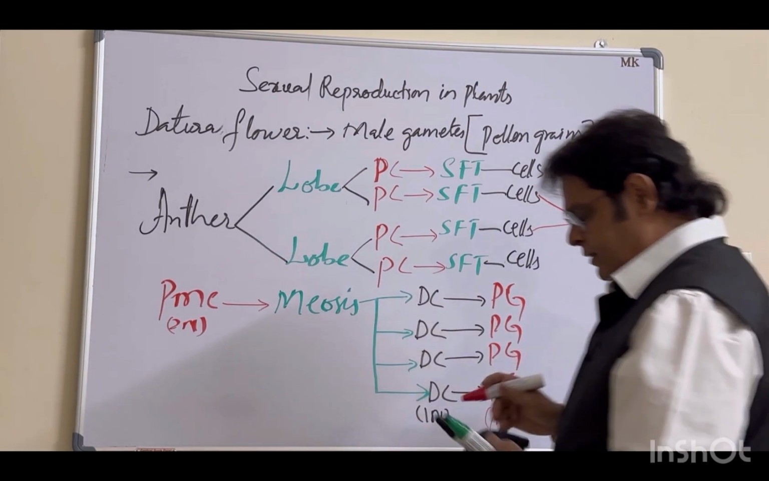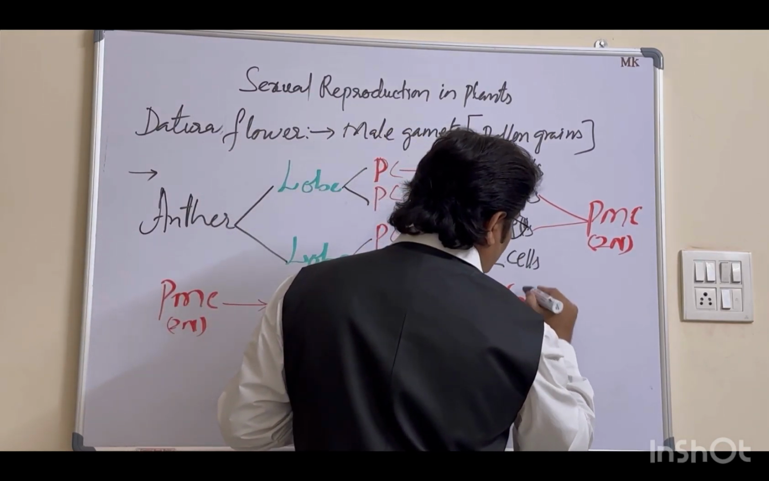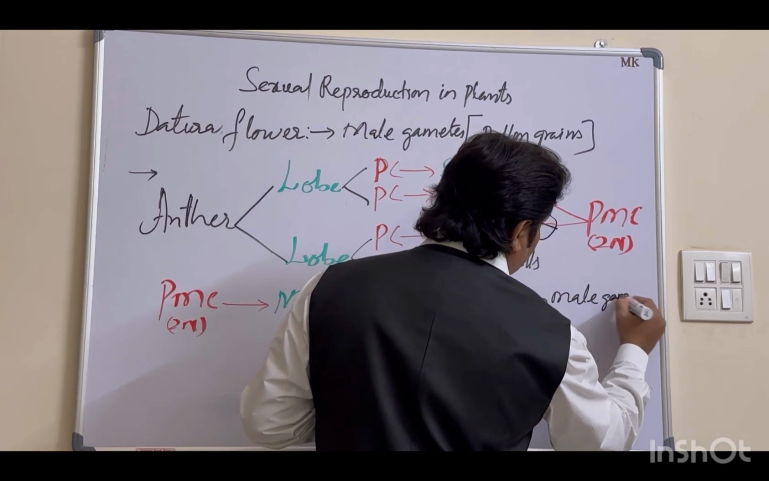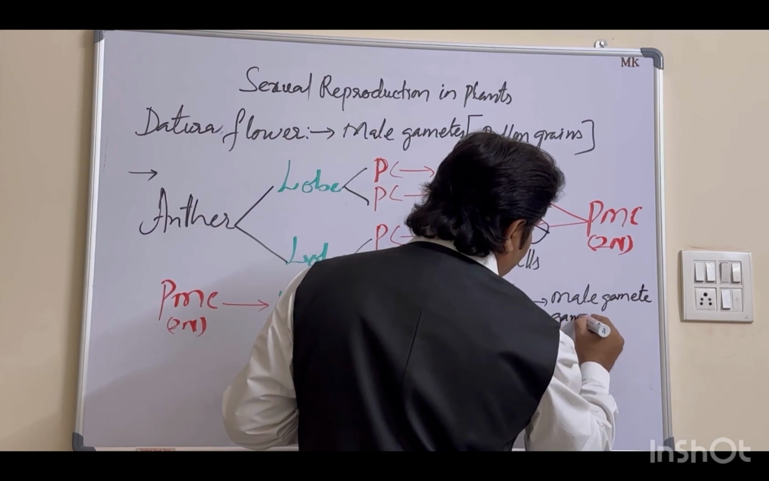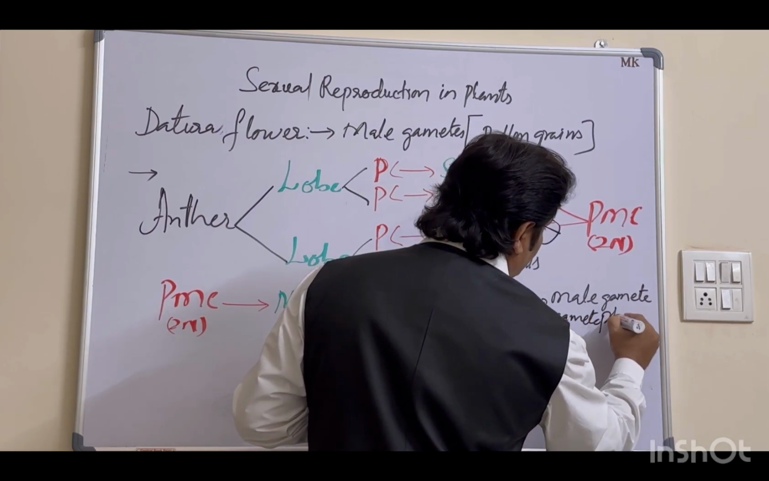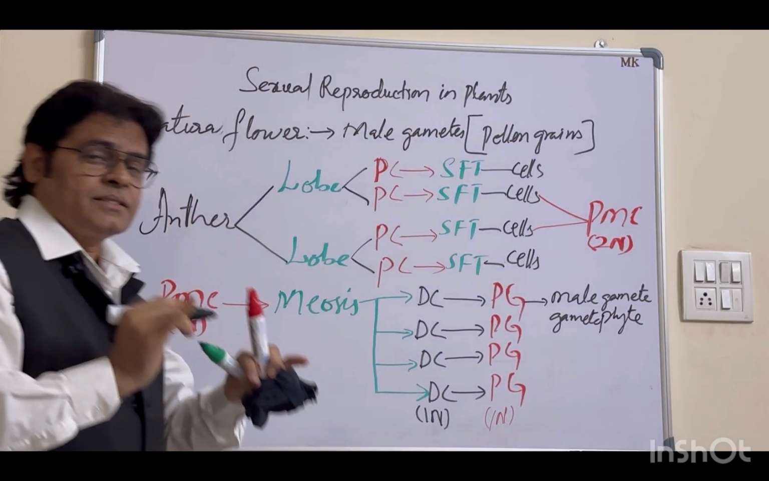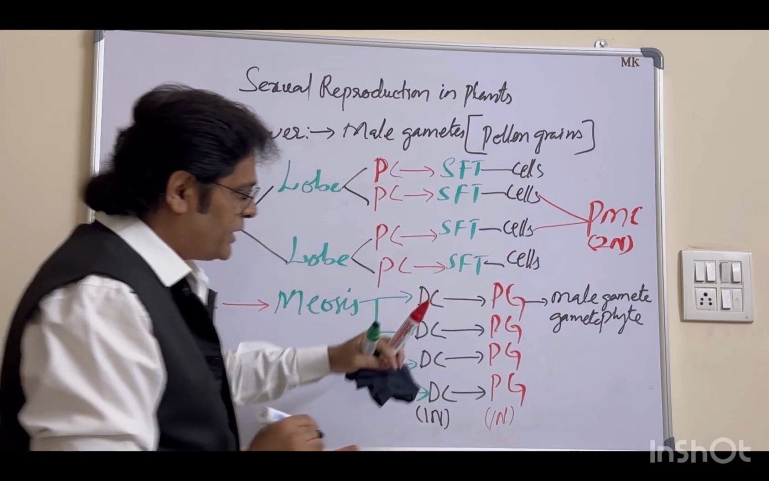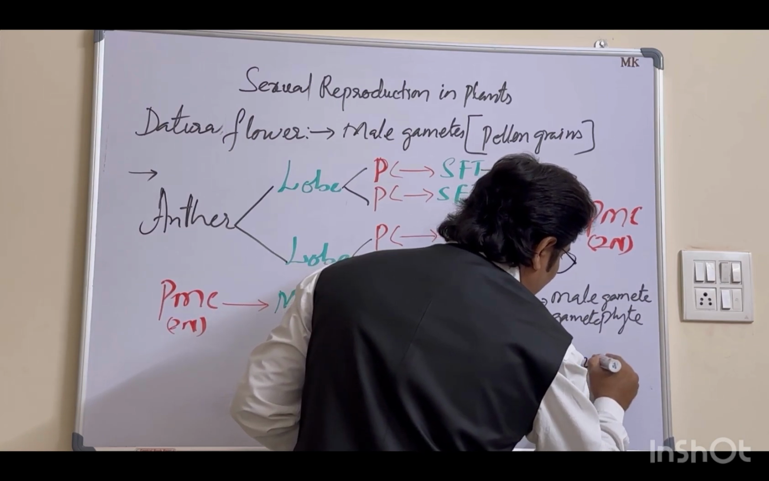So this pollen grain is otherwise called the male gamete. What is pollen grain called here? Male gamete, or male gametophyte. And the study and formation of pollen grains is called palynology.